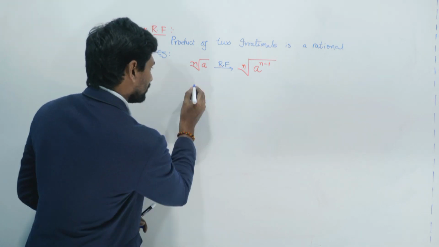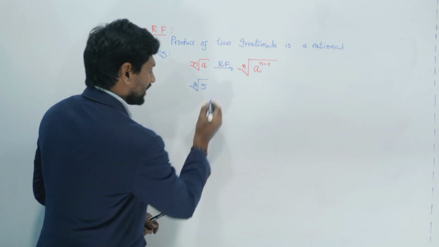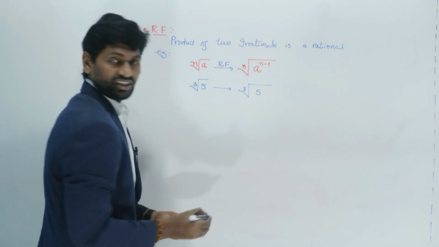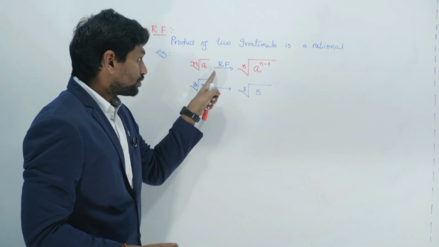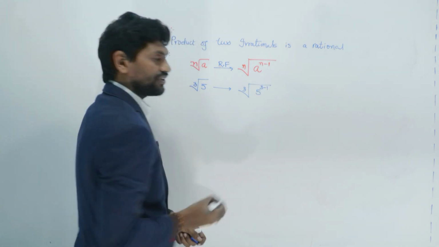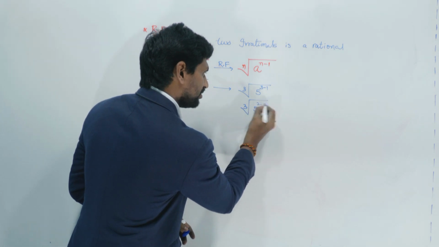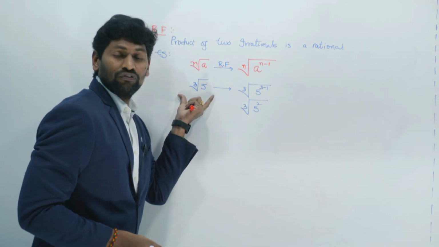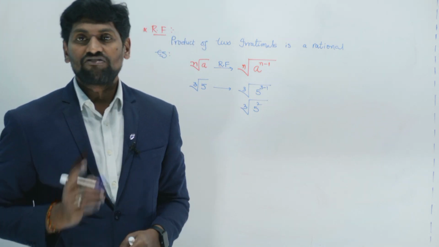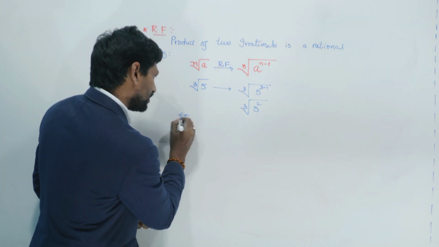Let us take some examples. Let us take cube root 5. The rationalizing factor of cube root 5 is the cube root of 5 power n minus 1, so 5 power 3 minus 1. What is the value of 3 minus 1? It is 2. Therefore, the rationalizing factor of cube root 5 is cube root of 5 squared, or 5 power 2. In the same way, we can take one more example.